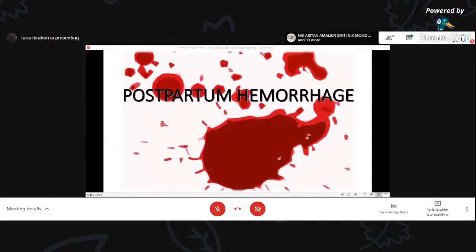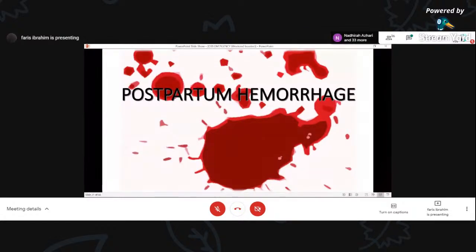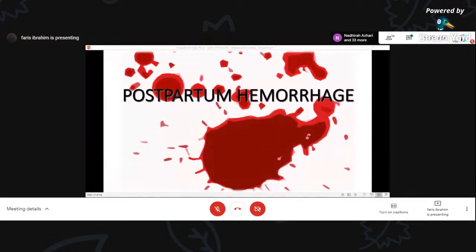Okay, ada lagi ke yang pasal shoulder dystocia yang tak clear? Sekejap saya nak ambil charger. Okay, kita sambung dengan postpartum hemorrhage.